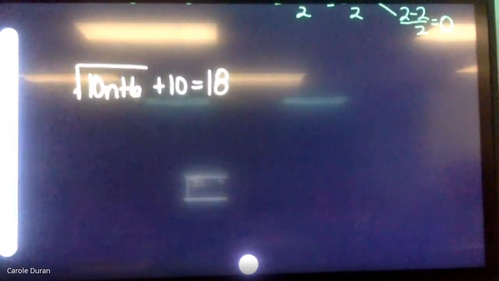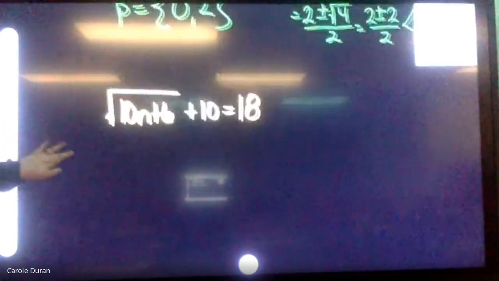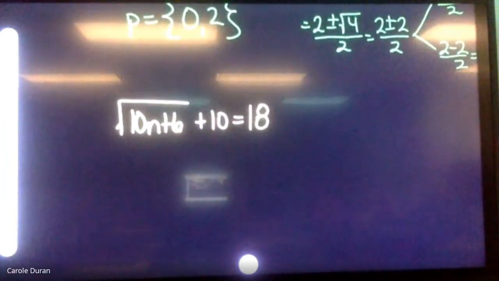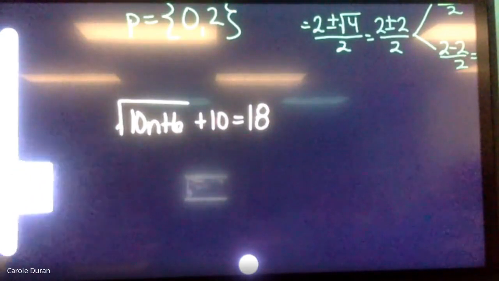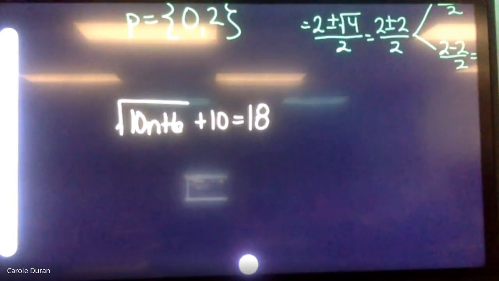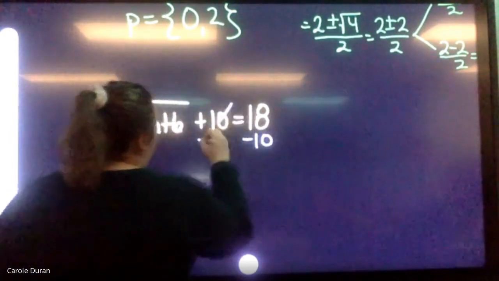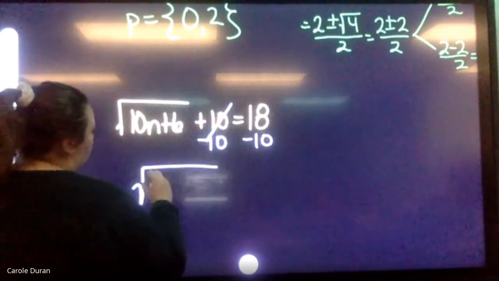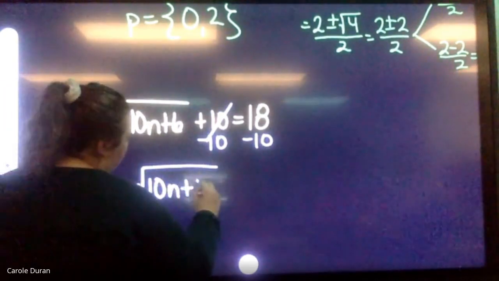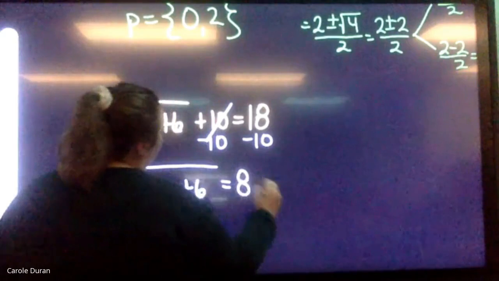So we have the square root of 10x plus 6, plus 10, equals 18. Who has an idea of how I'm going to start to solve this? Carly, awesome. Subtract the 10. Then I'm left with the square root of 10n plus 6 equals 18 minus 10, which is 8.